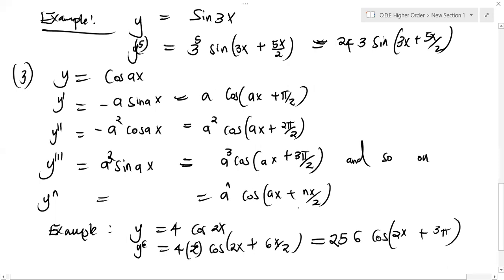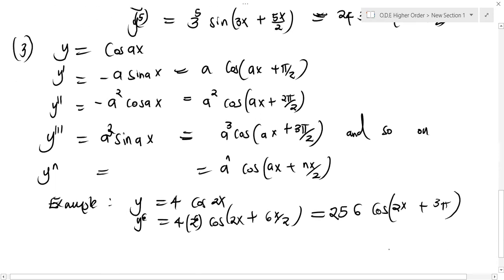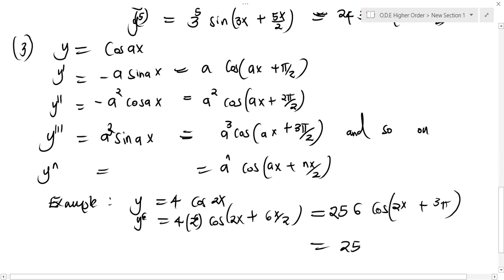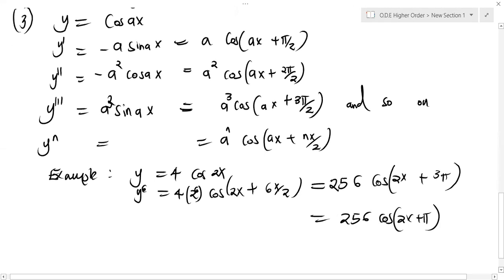Which can be simplified further. So if you simplify this, this will be 256 cos of 2x plus pi.